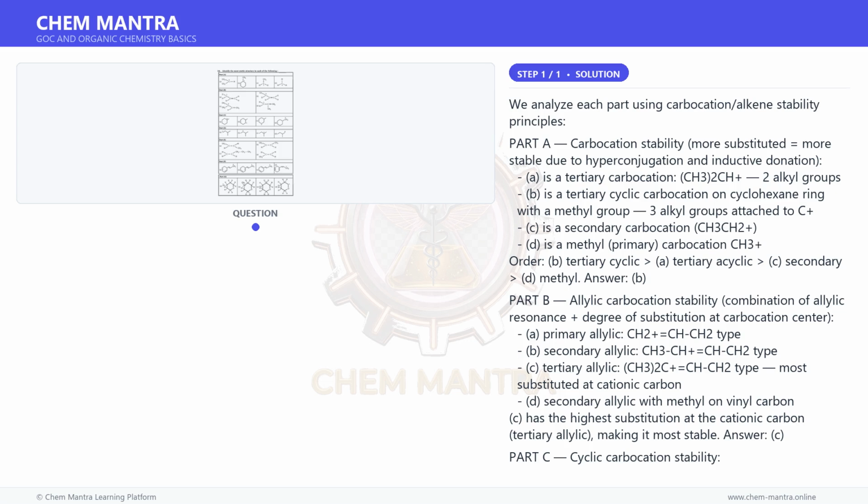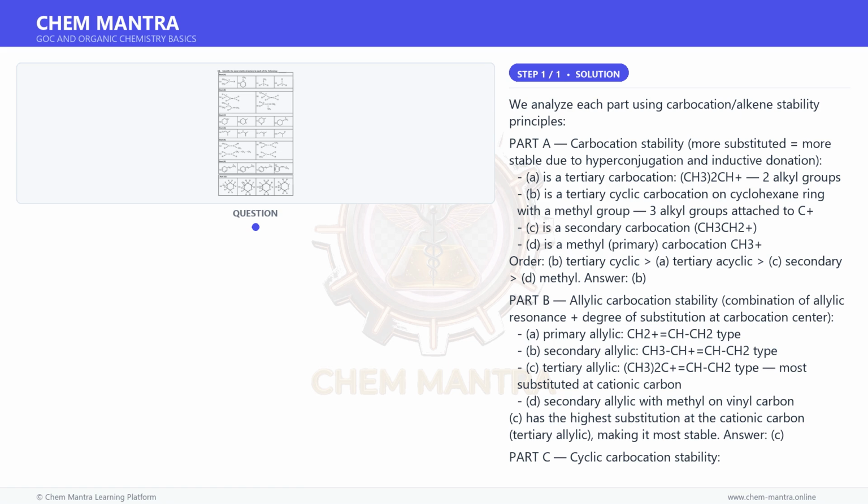We analyze each part using carbocation and alkene stability principles. Part A, carbocation stability. More substituted is more stable due to hyperconjugation and inductive donation. A is a tertiary carbocation, CH3, CH+, two alkyl groups. B is a tertiary cyclic carbocation on a cyclohexane ring with a methyl group, three alkyl groups attached to C+.